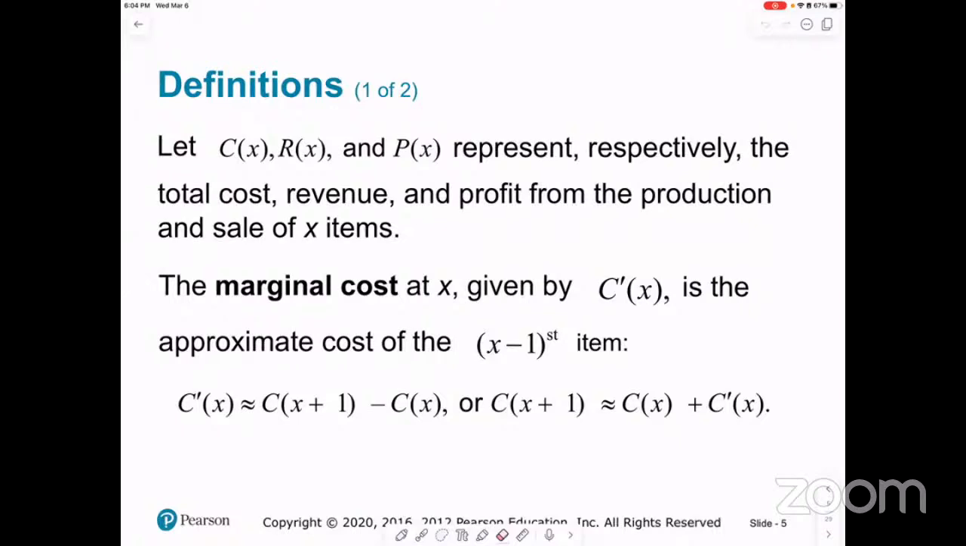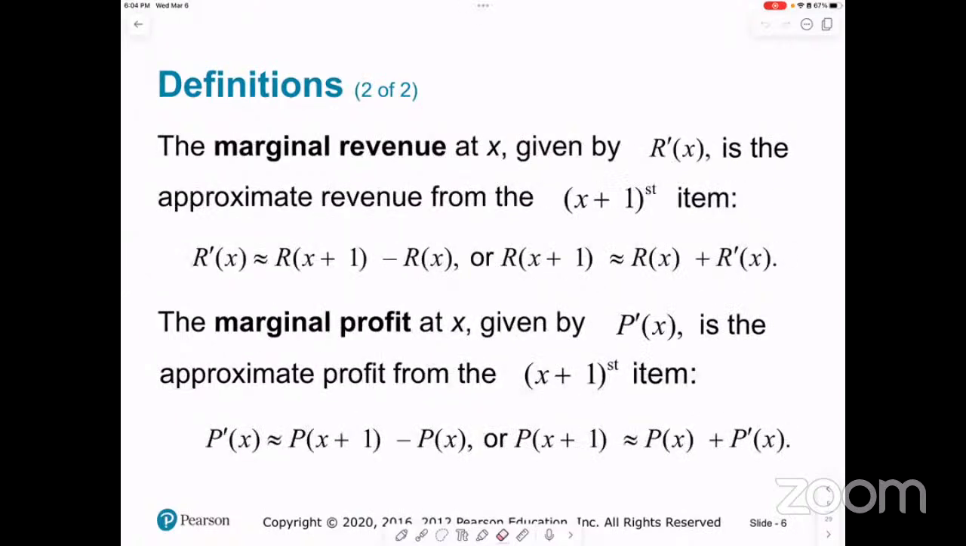The marginal revenue given by R prime is the approximate revenue from the x plus first item. All right. So the money generated by the production and sale of whatever the next item is. Say we've produced and sold 30 items. We want to know how much money we are going to generate on the production and sale of the 31st item, the next item. Right. So all of these marginal costs, revenue, and profit, it's telling us about how much it costs to produce or the money generated or the profit from the next item. This is all about the next item in production.